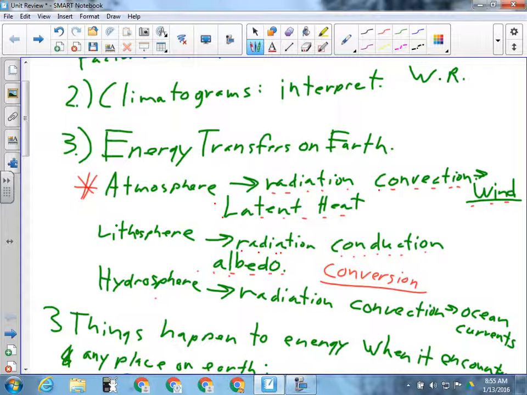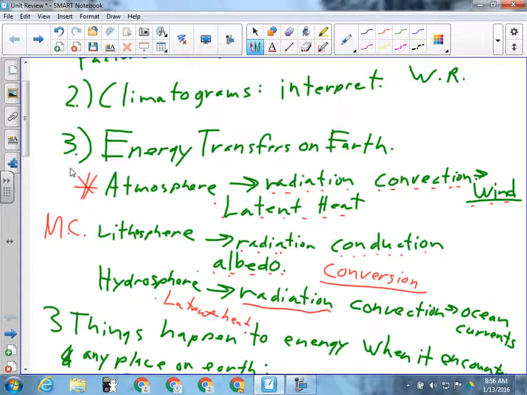Okay, and then the hydrosphere. Yes, it can absorb a lot of radiation, so radiation is kind of part of all of them. There is some convection, that would be ocean currents, but the hydrosphere is basically the source of latent heat. That's where the water that becomes water vapor comes from. So essentially just being able to understand that would be probably a lot of multiple choice type stuff, at least for that part.